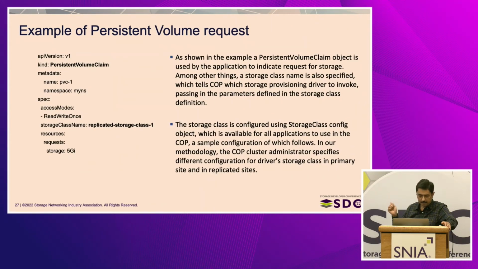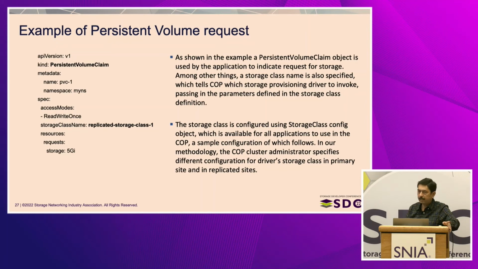Okay, so in order to do that, let's just see how the request is made for the volume. If you look at this, on the left side, there is this PVC, which is persistent volume claim. And this is how the request is made. In there, you have the storage class name, let's call it replicated storage class 1, whatever the name of the storage class. And that one is requesting 5 gig of storage. So that's the kind of request which is sent by the pod to the driver eventually.